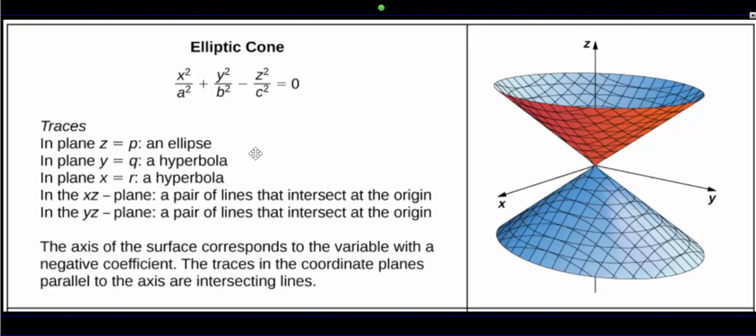Elliptic cone. Okay. Now notice this looks a lot like a hyperboloid of one sheet, right? However, it's not equal to 1, it's equal to 0. So if this was x squared over a squared plus y squared over b squared minus z squared over c squared equals 1, well, that's your hyperboloid of one sheet. But this is a cone. It's got a 0 there.